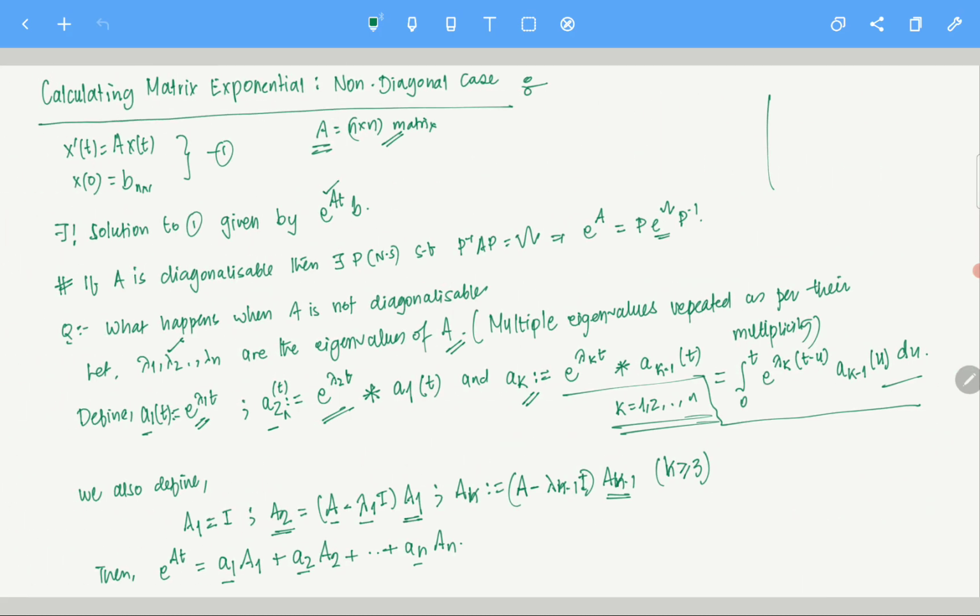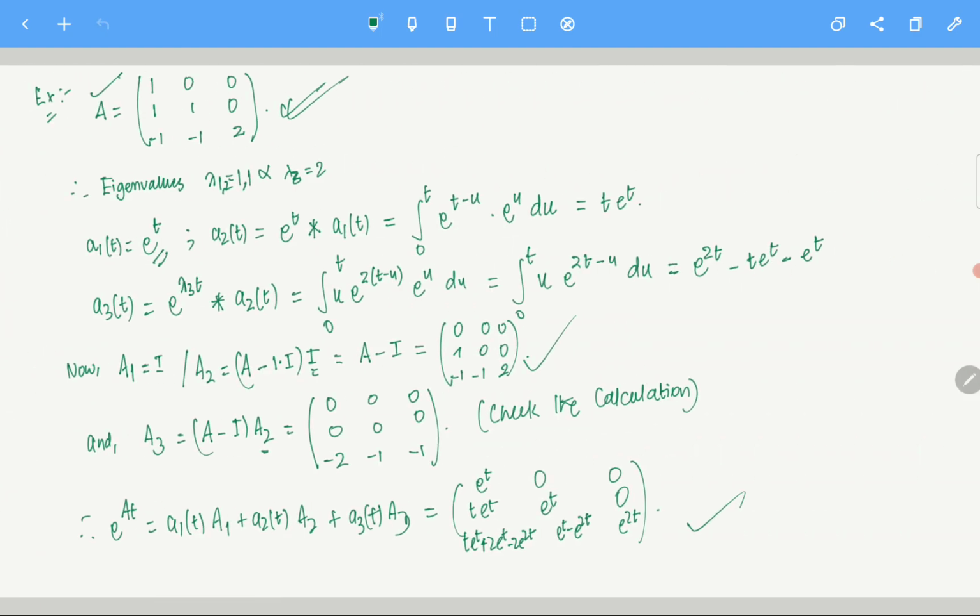So this is the non-diagonalized case, an application of the Cayley-Hamilton theorem. I did not show you explicitly where we were using Cayley-Hamilton, but the proof of the statement that exponential At can be written like this uses the Cayley-Hamilton theorem. So this is just another way of how to calculate the exponential of a given non-diagonal matrix. With this we are going to end this video.